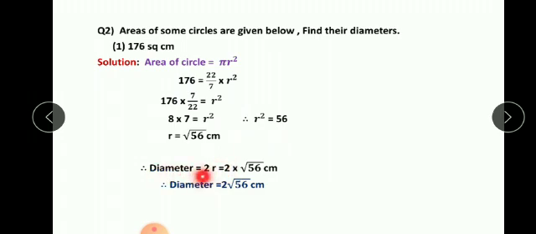Put the value of r in the formula of diameter. Diameter is equal to what? 2 into radius, that is 2r. So 2 into r means 2 into under root 56. So diameter is equal to 2 root 56 centimeter. In this way we have found the diameter of the first circle. Okay, so the second question, first part is over.